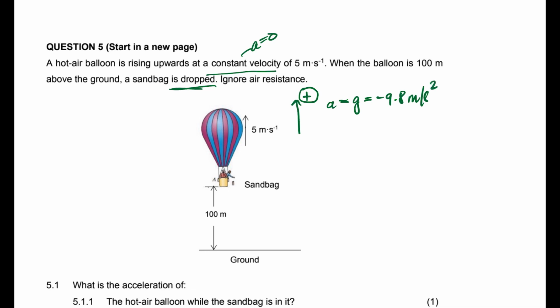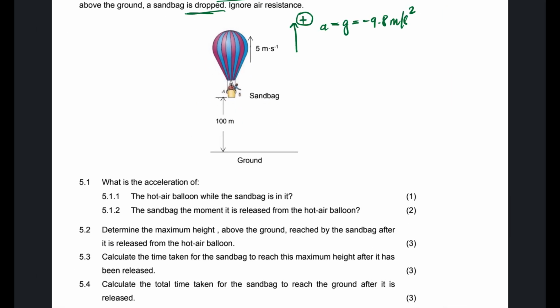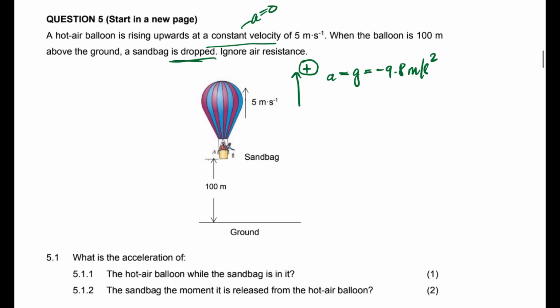It's very important. And another thing, if you watch my previous videos on hot air balloons, if an object is dropped there, it will take this motion. It will go up, reach the maximum height and go down. So the initial velocity of the object is not going to be equal to zero. The initial velocity of the sandbag is going to be equal to the velocity of the hot air balloon. That's very important, right?